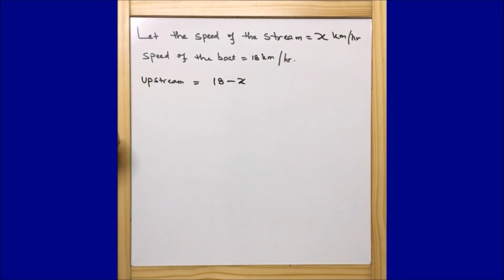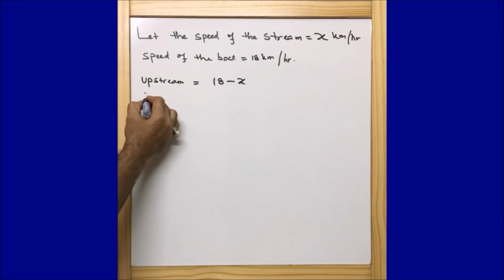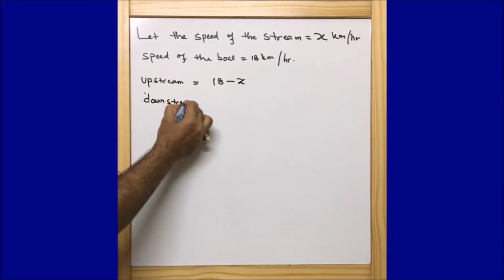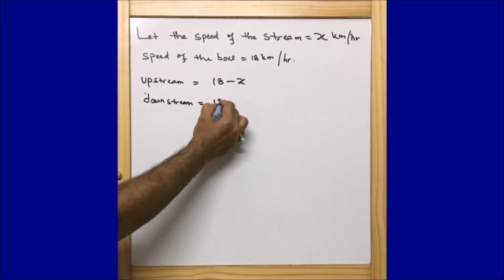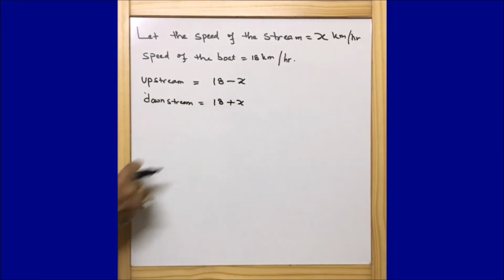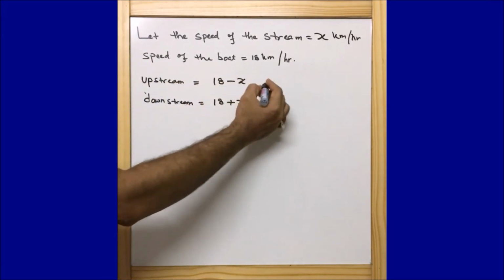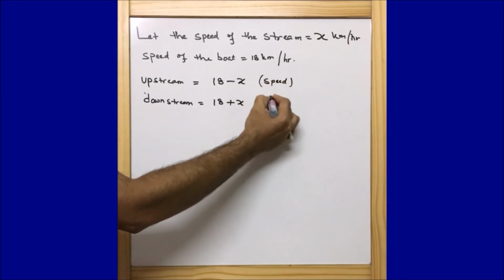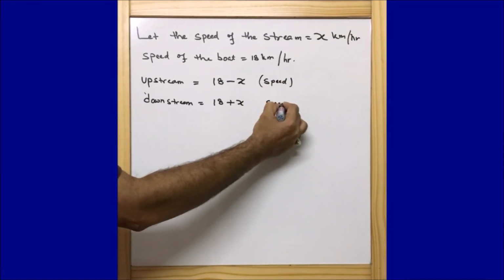Now what will happen when the boat moves downstream? Downstream, the speed will become 18 plus x. As I told you, when the boat and the stream flow in the same direction, the speed of the boat increases by the speed of the stream. So for that reason, upstream is equal to 18 minus x. Guys, this is speed. We have found out the speed.